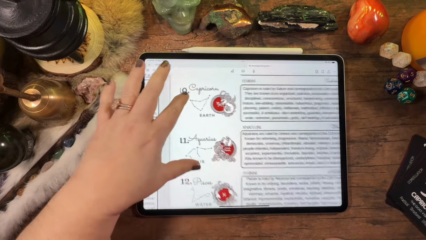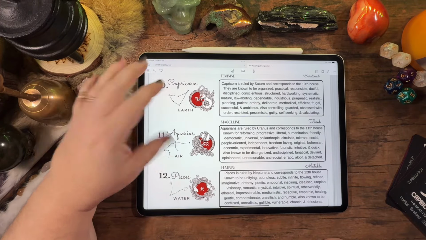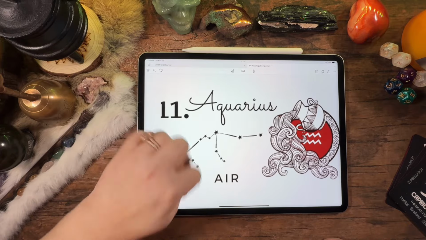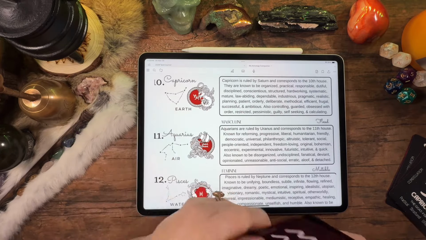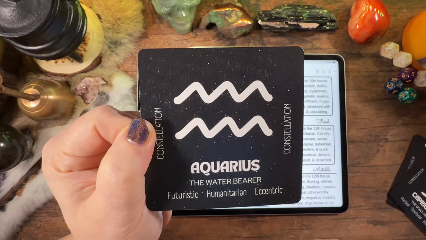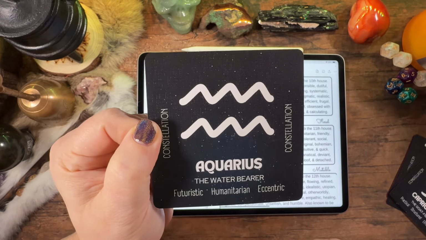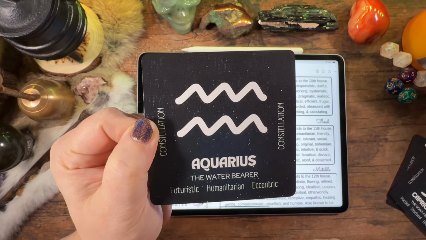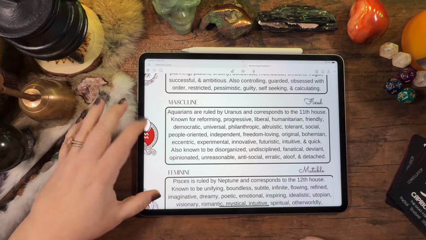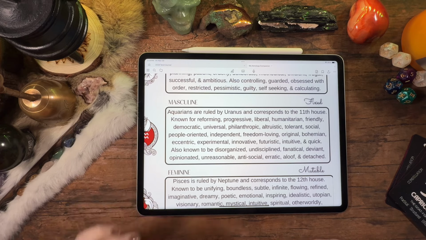So, now Aquarius. Aquarius is masculine, air sign. That's what it looks like. That's what the symbol looks like on an astrological chart. They're called the water bearer, futuristic, humanitarian, and eccentric. Aquarians are ruled by Uranus, like I said, traditionally Saturn, and corresponds to the 11th house.